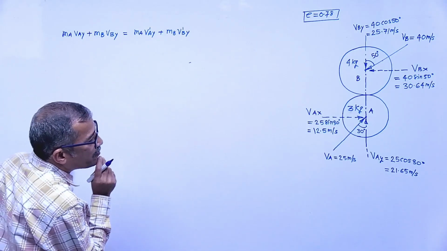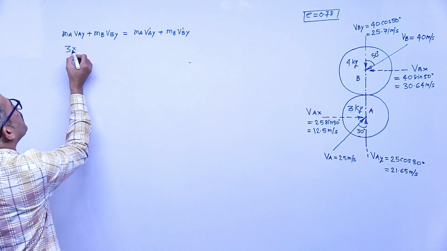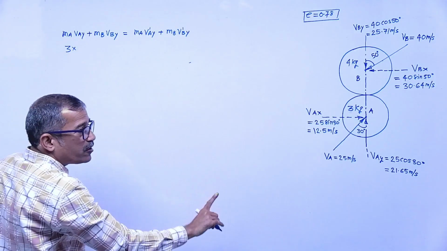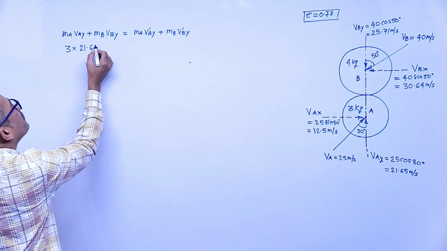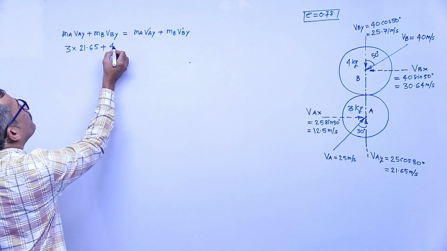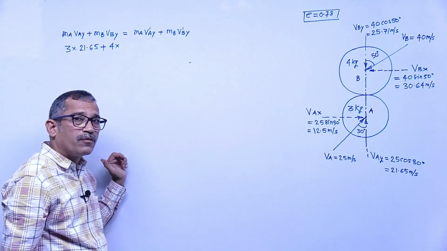Substitute values. mA is 3 kg, vAy is 21.65 upward, which means positive 21.65, plus mB is 4. Now vBy is downward, so we will substitute it with a minus sign.